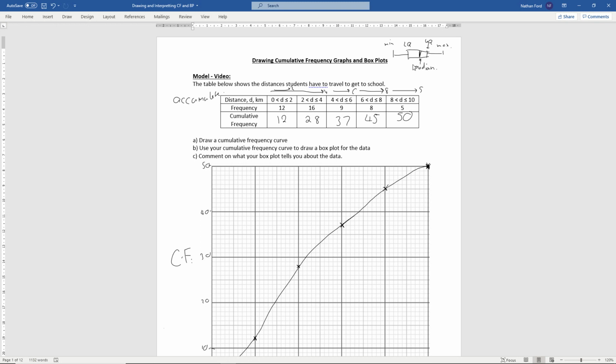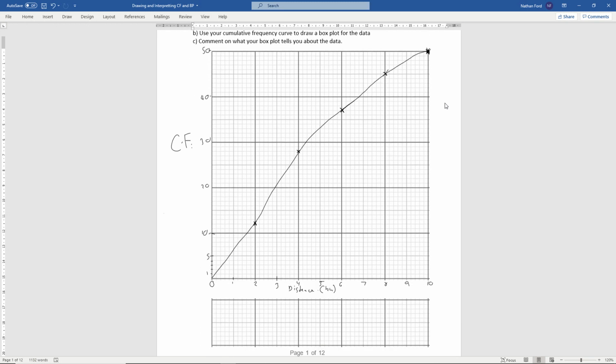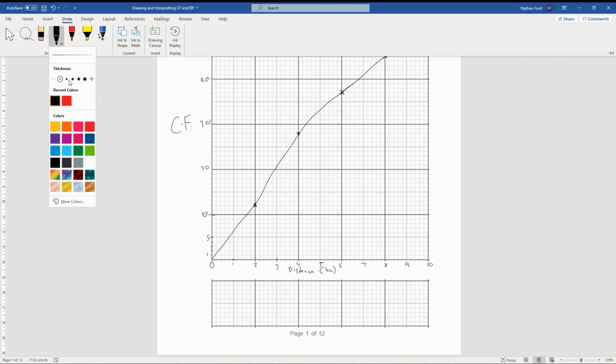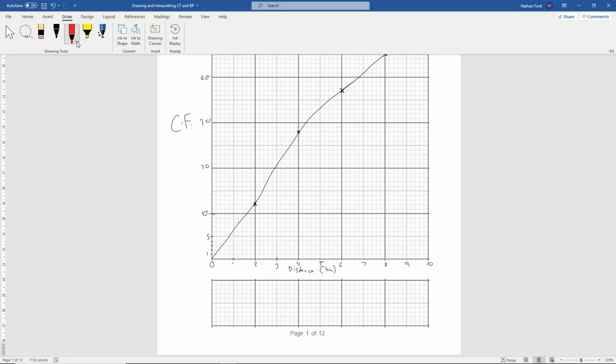And this is how you compare data. So cumulative frequency graphs are quite misleading by themselves, but if you turn them into a box plot, they're much easier to make comparisons with. So underneath your graphs, you'll have this here, and we're going to use exactly the same axis for distance, and we're going to draw our cumulative frequency graph. Now I'm just going to make this a little bit thicker, and we'll go red.